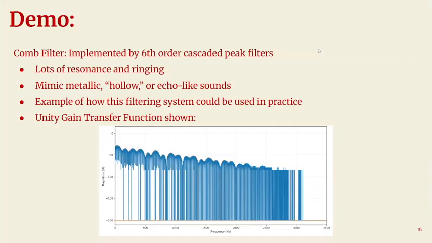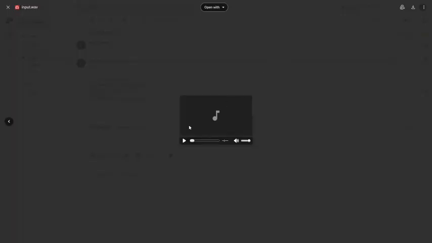So for this demo, we have an example of how this filtering system could be used in practice. This is something that's called a cone filter, which is 3 cascaded biquad filters. If you look at the transfer function, there's a ton of peaking at equal frequencies, and the result of this type of filtering will make the input sound very metallic, hollow, and with a ton of echoes. So here will be the input wave.